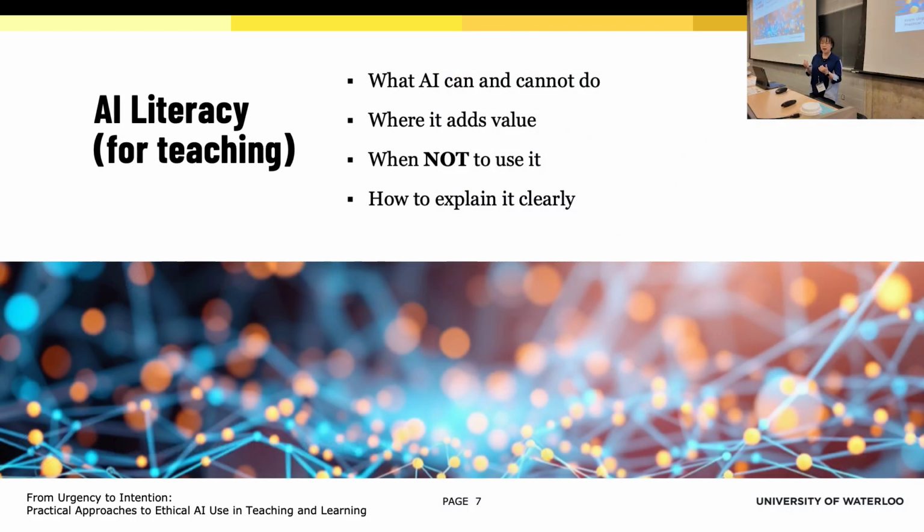This is where AI literacy comes in, not as tool expertise, but as professional judgment, understanding what AI can and cannot do, where it supports learning and when it doesn't, and how to explain that clearly to students. Ethical AI use includes choosing not to use it, especially when the thinking process is the goal, access is unequal, privacy is a concern, or when AI replaces learning.